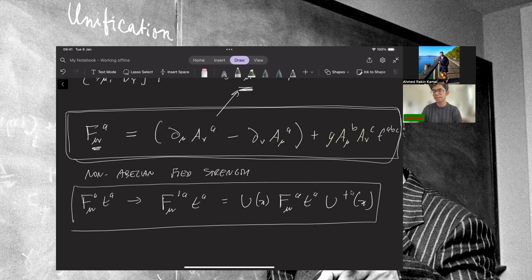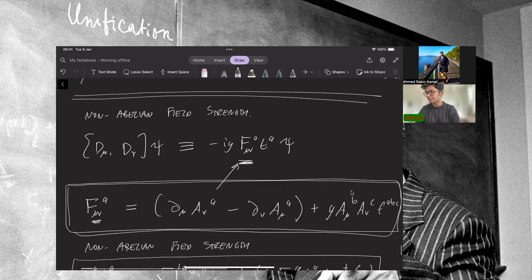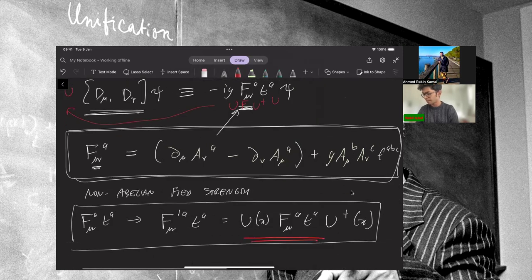And I have not proven this for you, but you can check for yourself from this idea. Let me just tell everyone why this works. Because D transforms nicely under a gauge transformation, meaning that if you do a gauge transformation, then you get a U in front here. Which means that because psi transforms like U here, F must transform like U F U dagger in order for this whole thing to work out nicely. So this transformation must happen from this construction.